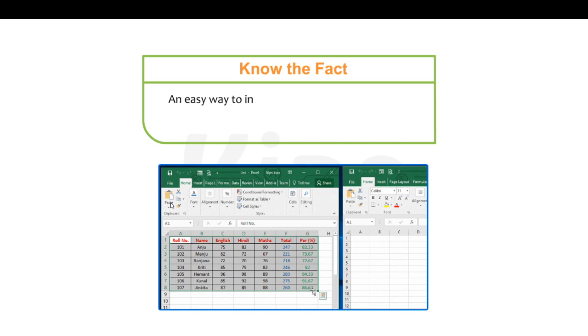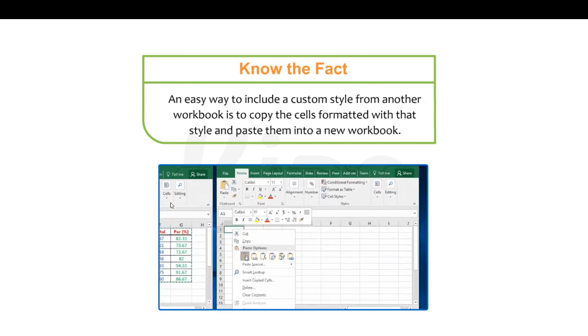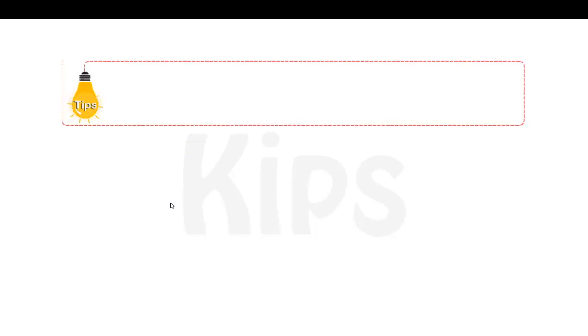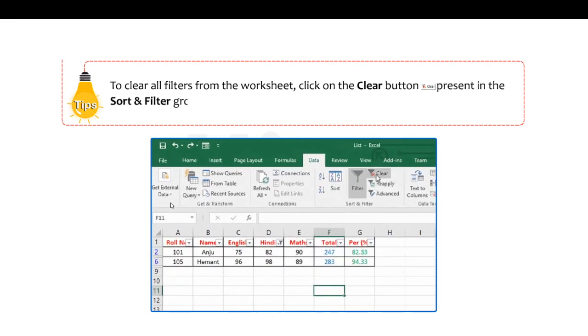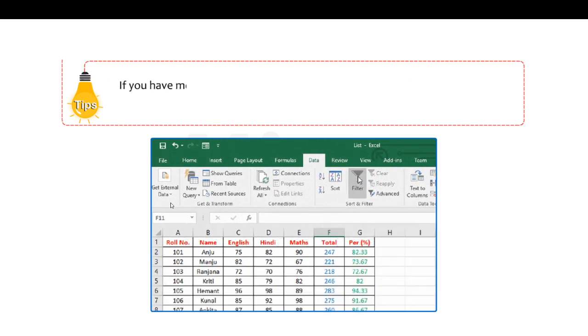Now, an easy way to copy a custom style from another workbook is to copy the cell formatted with the style and paste it into a new worksheet. Some tips were also given. You can clear the filter by clicking on the Clear button. If you do not want that filter, click on Filter again, and it will appear in the same way.